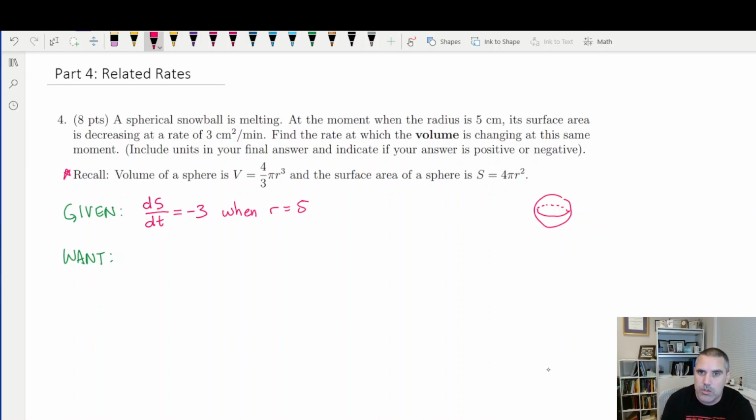Find the rate at which the volume is changing. That's what we want. So it's not hidden, but you need to have a plan to decipher it so you aren't just lost. This just goes for any problem.